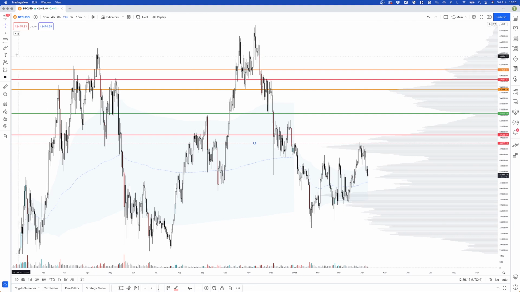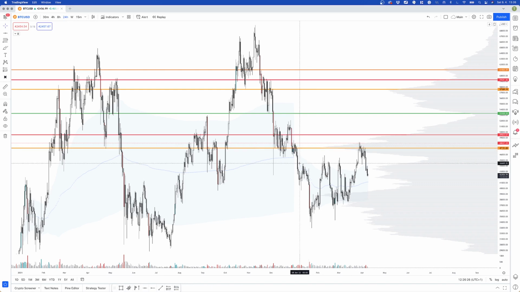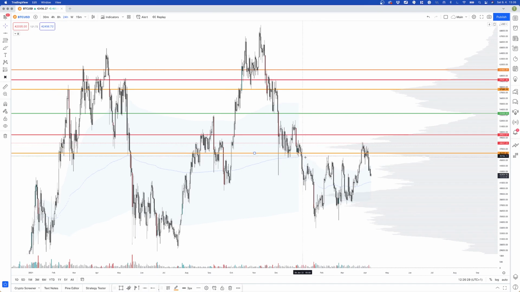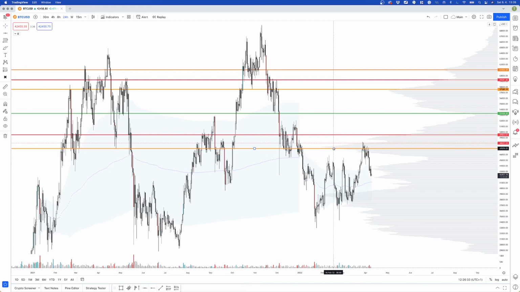Okay, so coming down to the profile, there is a POC for this high volume node, which I would then put here. You can see on the profile, this is the POC level. Your price action is here basically. Something that I forgot to mention is you want to mark these with charts.